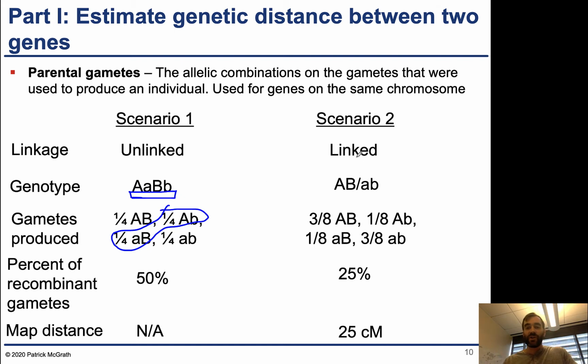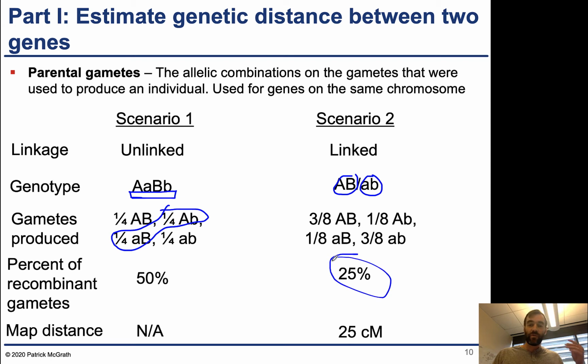Now, in a second situation, we have a heterozygote individual, and we know this is the parental combination because of the way we're writing the genotype. If we look at the gametes produced by this individual, 3/8 of them are parental, 3/8 of them are the other parental, 1/8 are one of the recombinants, and 1/8 is the other recombinant. If we add up the recombinants, 25% of the total gametes are recombinant gametes.